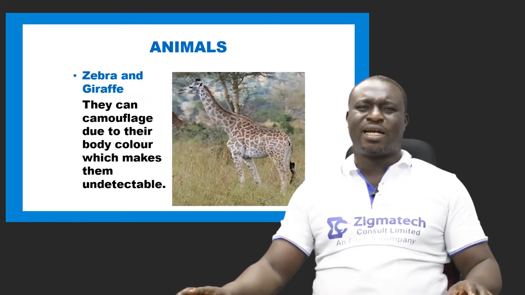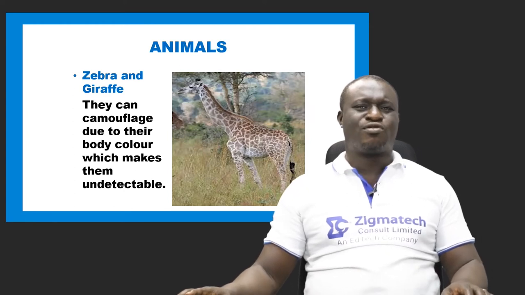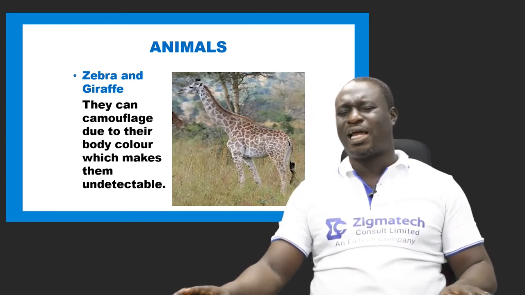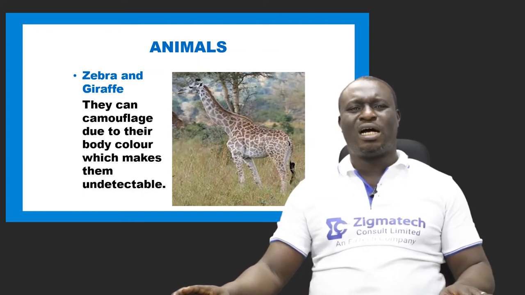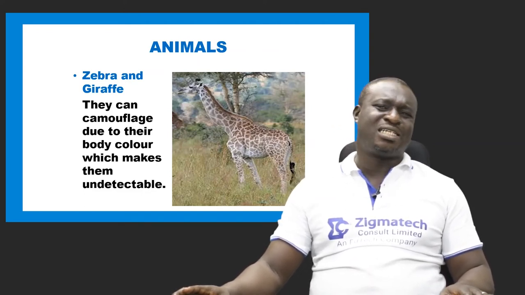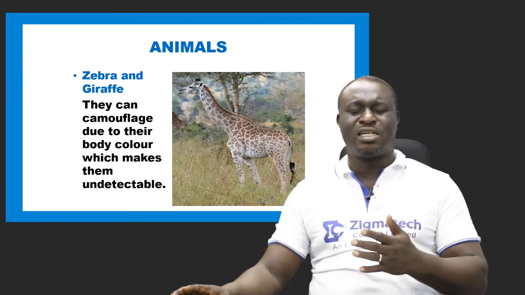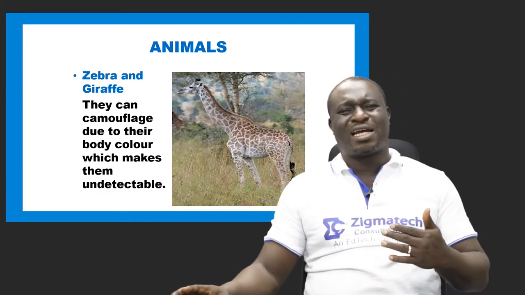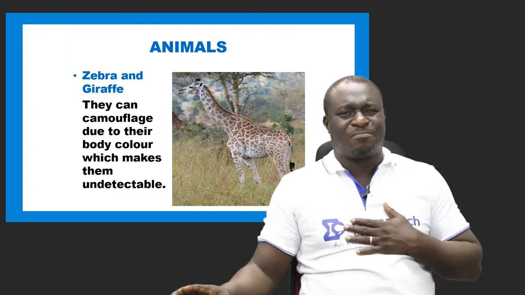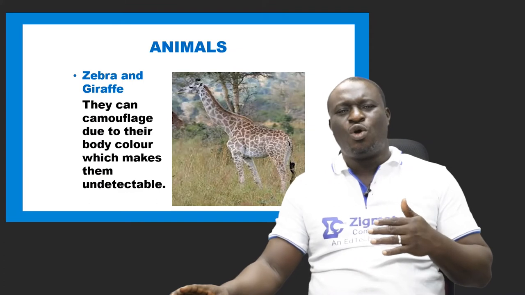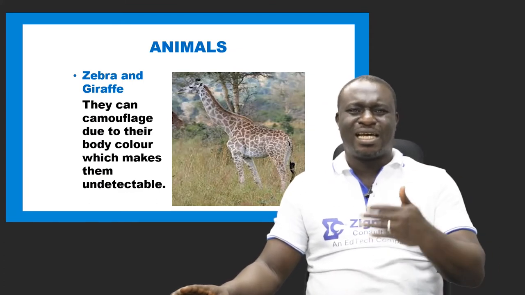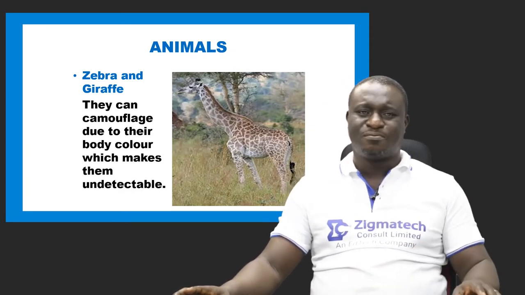What about animals that are found in grassland? In grassland, we have several animals like the zebra. We have the giraffe. Now in terms of the giraffe and the zebra, if you check these animals, they have a kind of camouflage skin, okay? They can camouflage due to their body color, which makes them undetected in some areas in the grassland, all right?